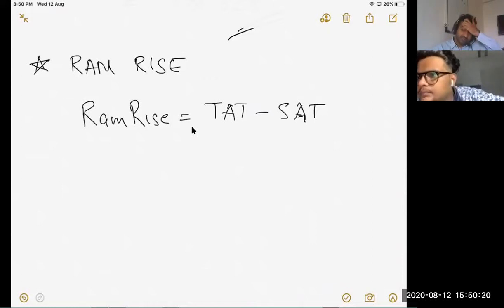What is static air temperature? Static air temperature is the temperature of the ambient atmosphere surrounding the aircraft with no inaccuracies caused by the measurement process. So actual static air temperature, pure reading without any inaccuracy of your temperature sensing probe. What is the inaccuracy? Ram rise is the inaccuracy.